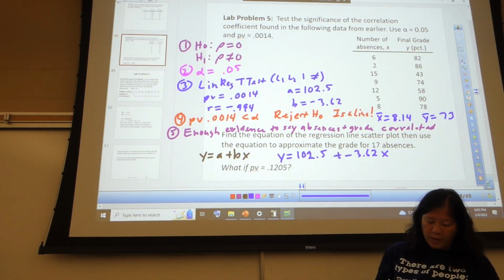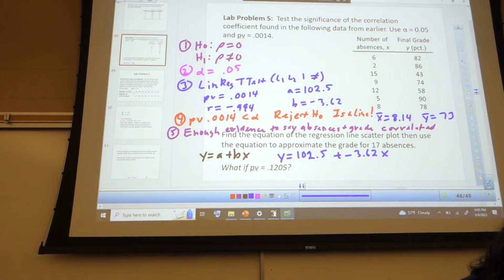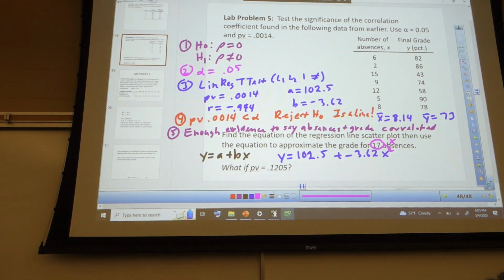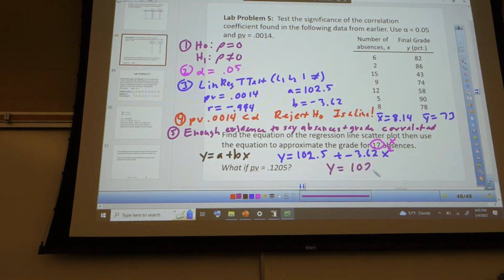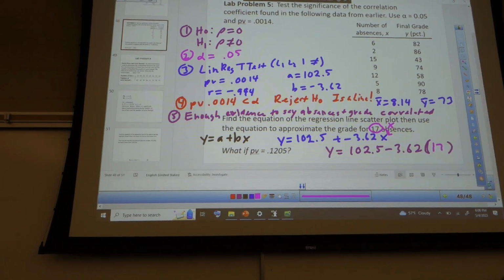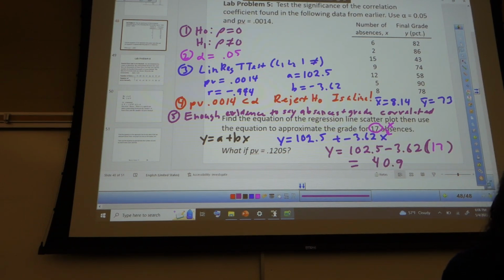But we want 17 to be our x or our y? X. So x is 17, and that goes in there. So this becomes y equals 102.5 minus 3.62 times 17. And when you put that in there, you end up getting y equals 40.9. Is that correct? Yeah. Okay, good. So that should be your grade.